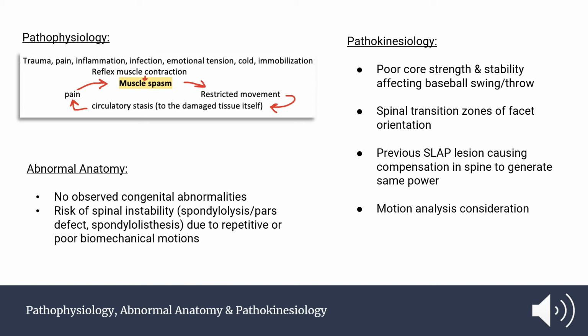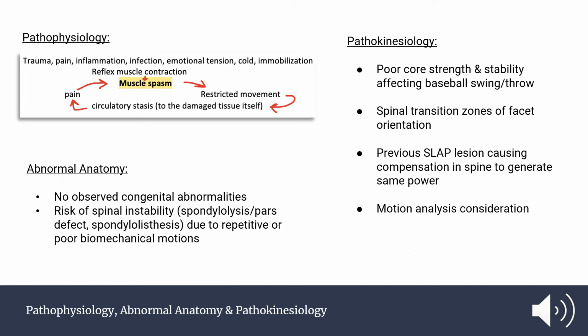He was performing those shuttles, and perhaps he had some instability going on, and he had decreased muscular control. So when he went down to touch the ground during that shuttle and quick change in direction, he could have had some muscle spasms as a reaction to that instability and lack of muscular control. So we have muscle spasms, and then what comes from that is restricted movement due to the pain and the spasming of the muscles. And then that leads to circulatory stasis to the damaged tissue, and then that generates more pain. And then it's kind of an endless cycle that we learned.